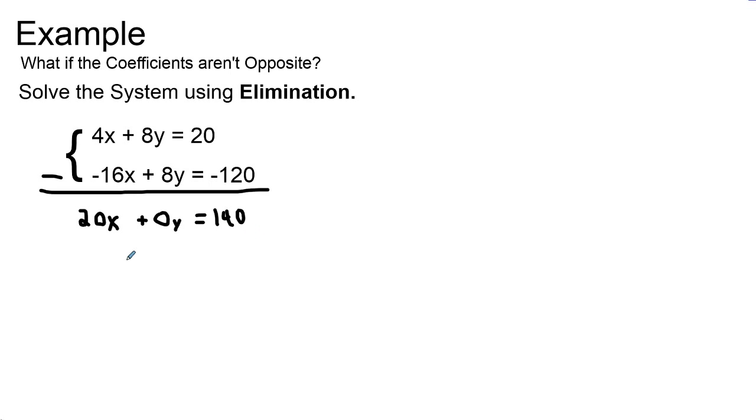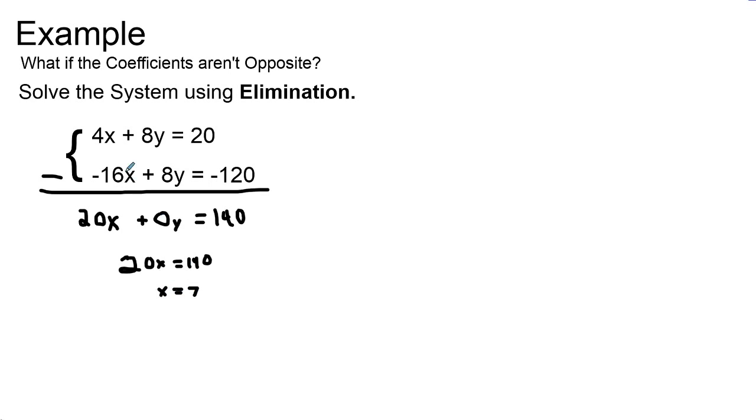The 0y is going to cancel out, so I just get 20x. Excuse my 2 there, let me fix that. I get 20x equals 140. So dividing everything by 20, I get x equals 7.